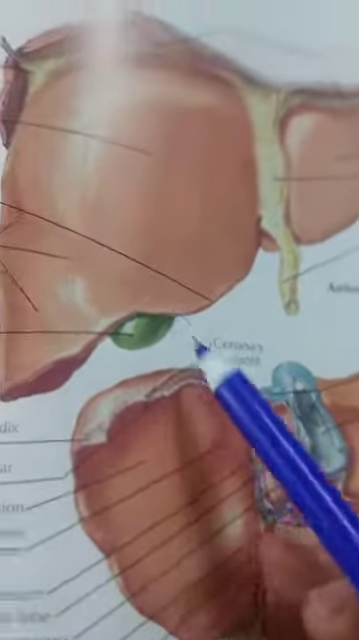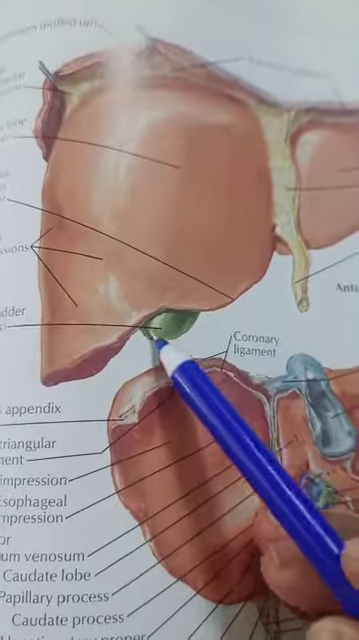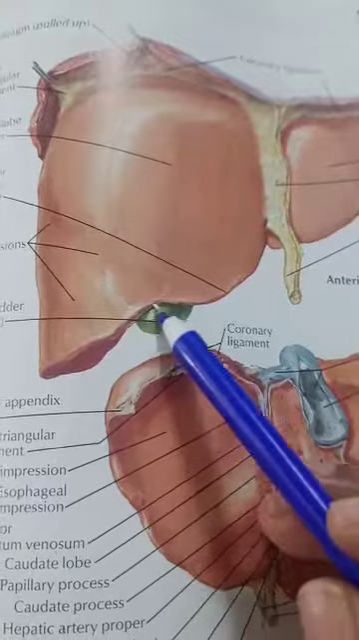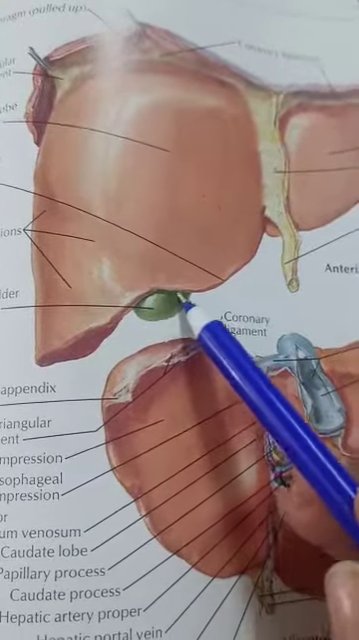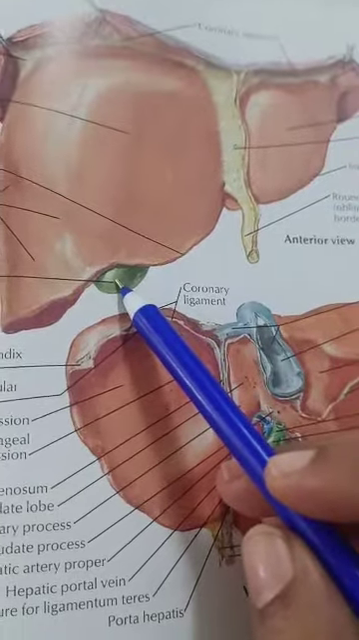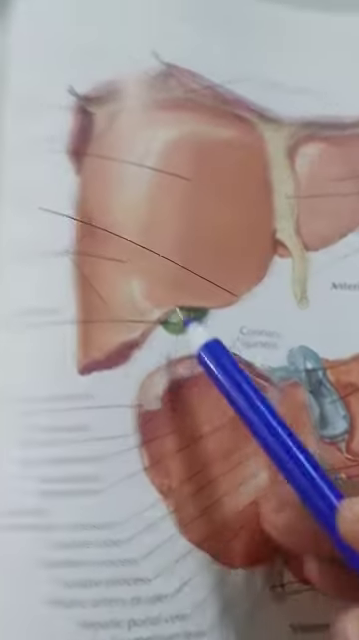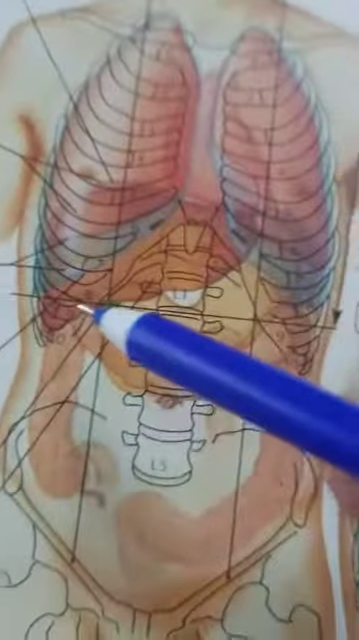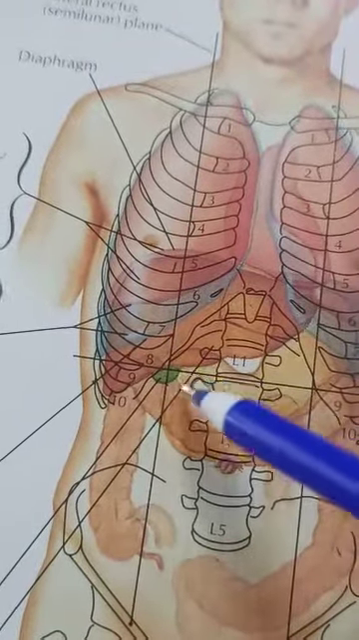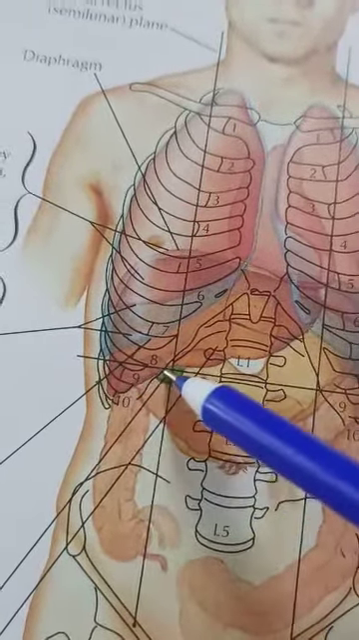Usually this portion, this is the fundus of the gallbladder, so it can be seen beyond the inferior border of the liver. This is the inferior border of the liver. Here we can see this portion is the fundus of the gallbladder. So this portion will come in contact with the anterior abdominal wall. See, this is the gallbladder. It comes in contact with the anterior abdominal wall at the ninth costal cartilage.